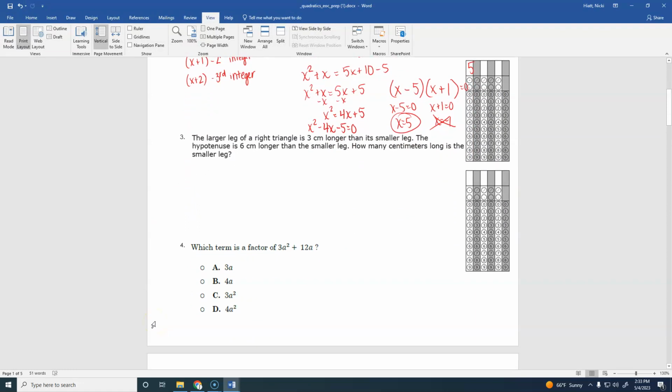The larger leg of a right triangle is 3 centimeters longer than its smaller leg. The hypotenuse is 6 centimeters longer than the smaller leg. How many centimeters long is the smaller leg? So we're talking about a right triangle here, and we know one of the legs is shorter than the other.